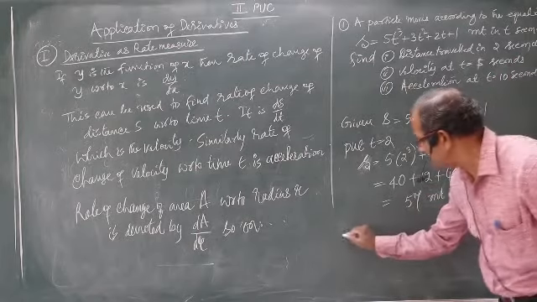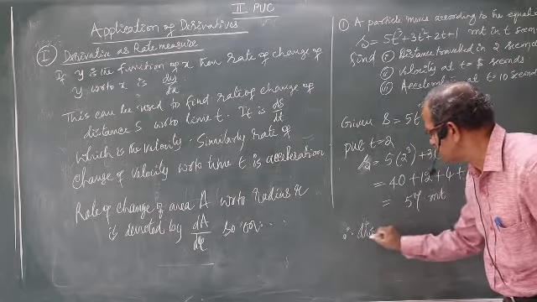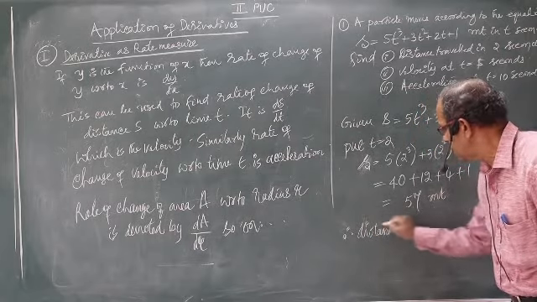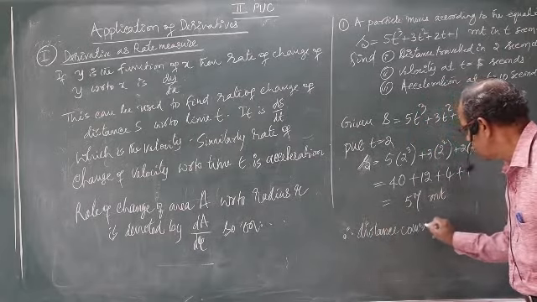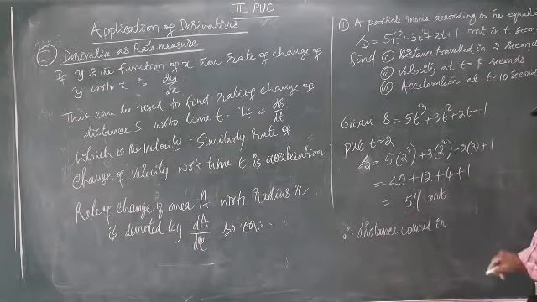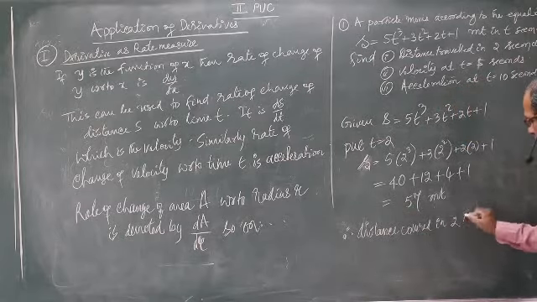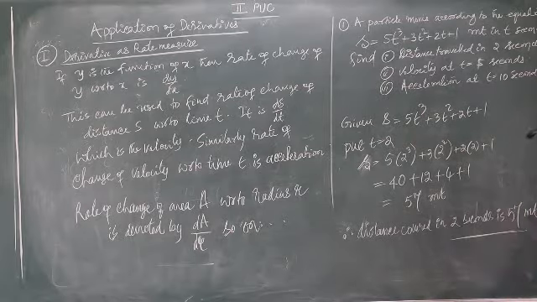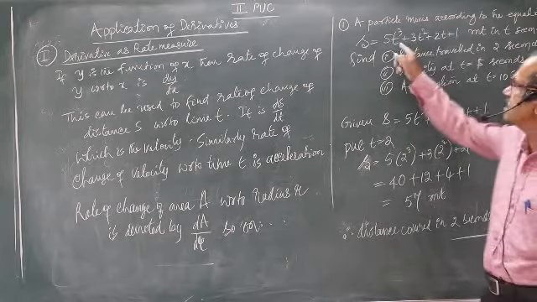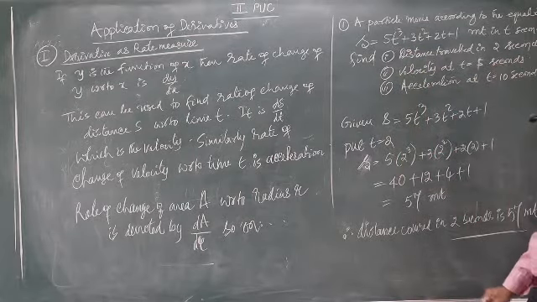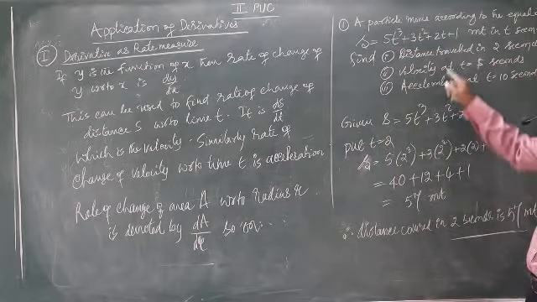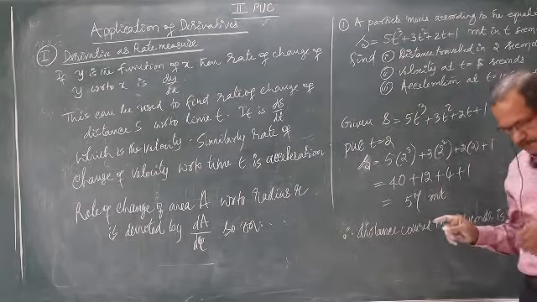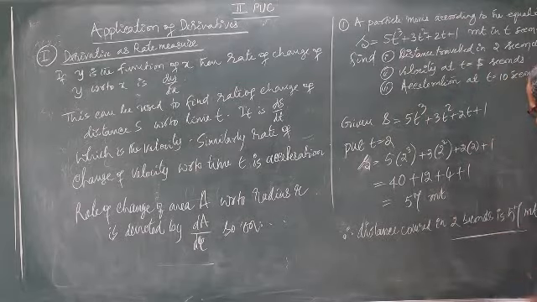Let me write the answer. Therefore, distance covered in 2 seconds is 57 meters. First question over. Because the given equation itself is the distance covered by the particle at any time. Straight away put t equal to 2. You get the distance covered in 2 seconds.